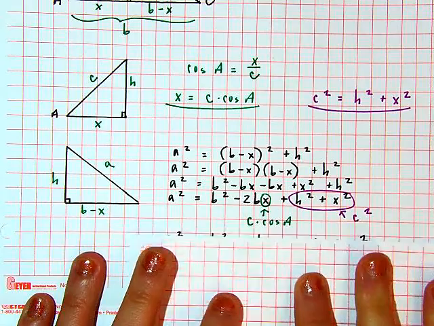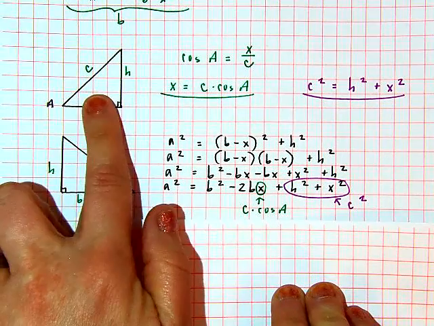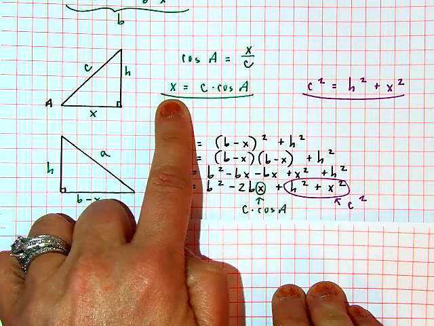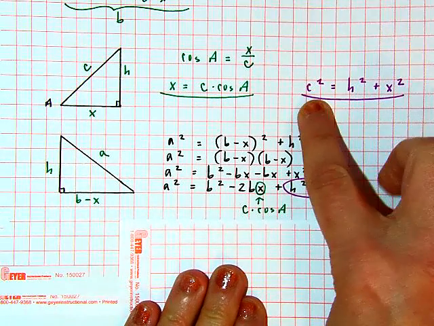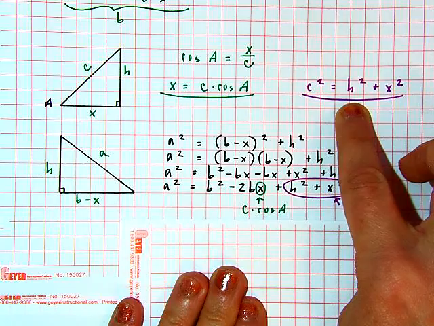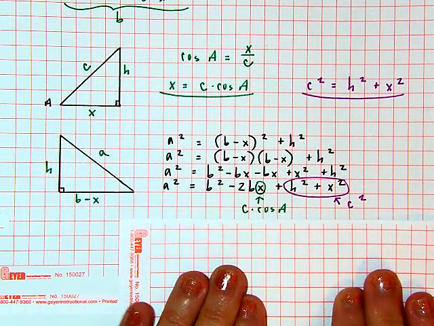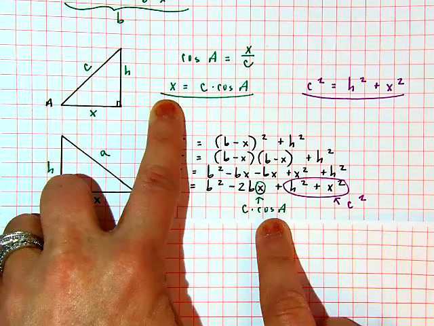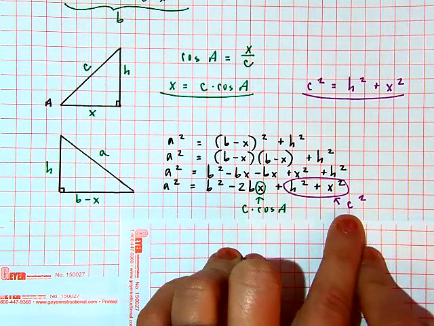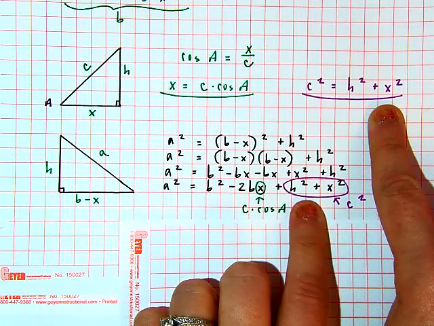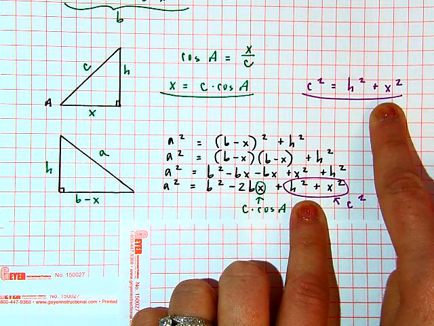So now here we're going to use some substitution. So if you look at what we did from that first right triangle up here, we've solved for x. x is equivalent to c times cosine A. And we also know that the hypotenuse squared, c squared, equals h squared plus x squared. So I've color-coded just to make it a little easier to understand that what we're doing is we're going to substitute this part here in for the x, and we're going to substitute the c squared in right here for the h squared plus x squared part. Okay, so a little substitution.